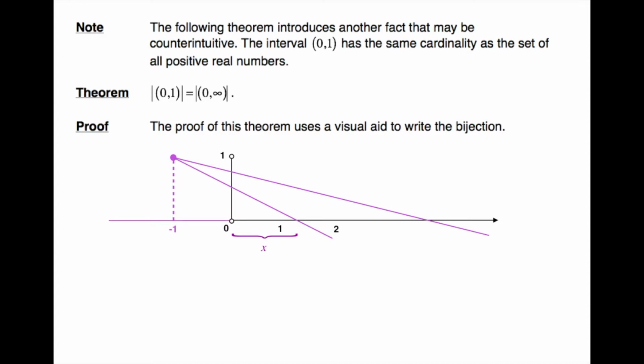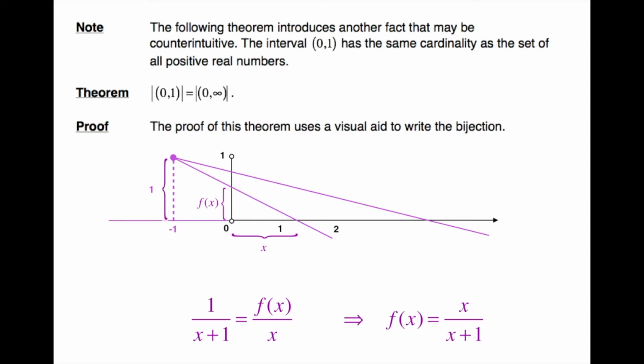If this is x and this is f of x, this is 1, and we can write 1 over x plus 1, this is the length of the greater triangle at the bottom, is equal to f of x over x. And now if we manipulate that a little bit, we find that f of x equals x over x plus 1. This is an equation of the bijection.